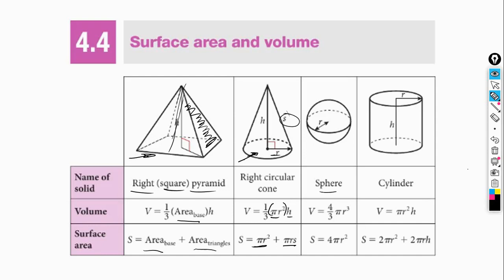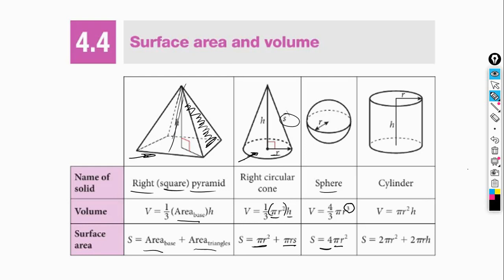Then we have the sphere, and the volume of the sphere is 4/3 pi r cubed. Be careful, because one of the most common mistakes is that people use r squared, but it's r cubed for the volume. The surface area is 4 circles, or 4 pi r squared.